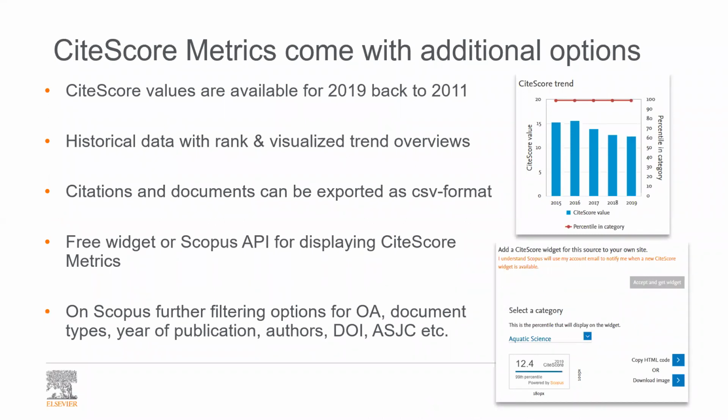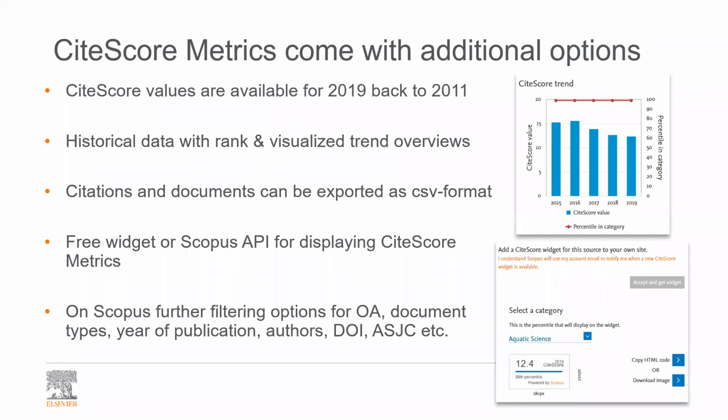CiteScore values are available for 2019 back to 2011. We will show you the CiteScore trend based on the historical data with the rank, visualized with trend overviews. And these citation and document counts can be exported in CSV format, which is Excel compatible. This is important for those who have a manuscript on hand and want to shortlist some journal titles for submission. They can use this to check the past CiteScore values and the historical trend performance of that particular journal.